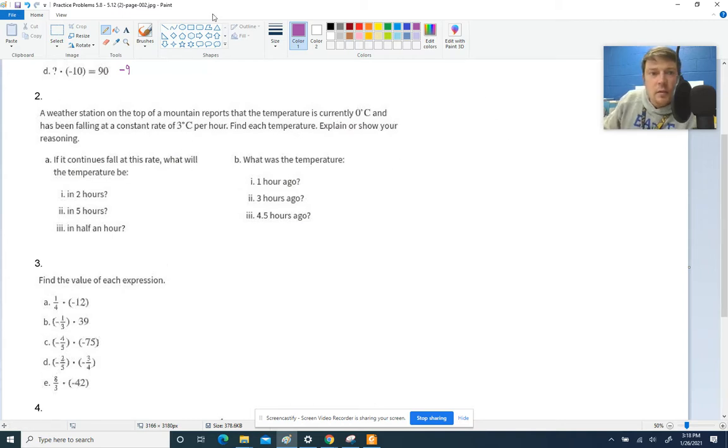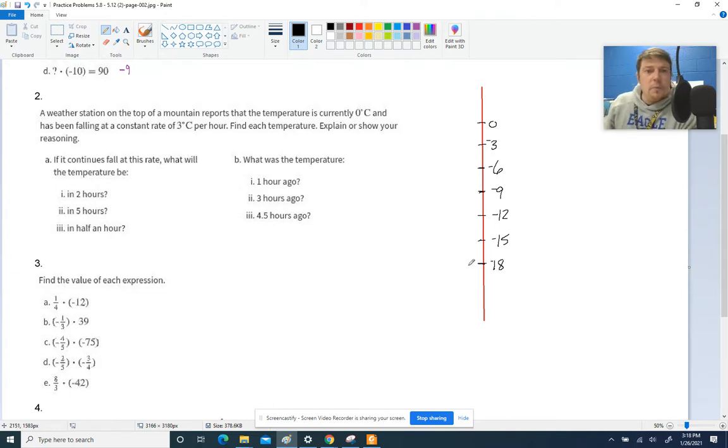So if we think of this, I'm going to do a vertical number line because that's how you see most thermometers. So here's my vertical number line, and it's falling and starting at 0. So every hour we're losing 3. So we're at -3, and then we're at -6, then we're at -9, and then we're at -12, and so on and so forth, all the way. We'll stop at -18 for right now. Let's see what that problem asks us to do. So it says explain or show. I think this is enough to show.